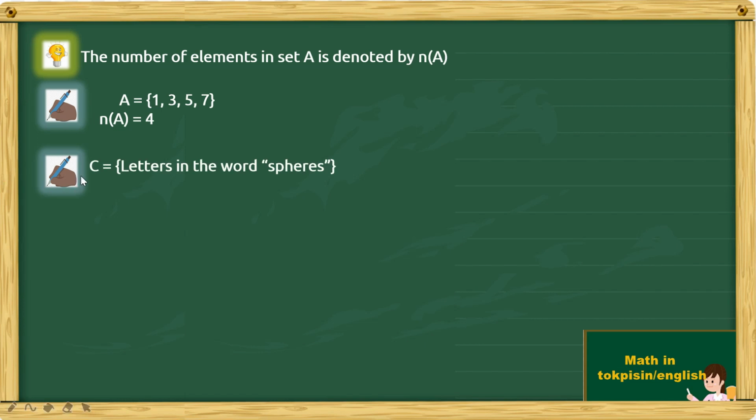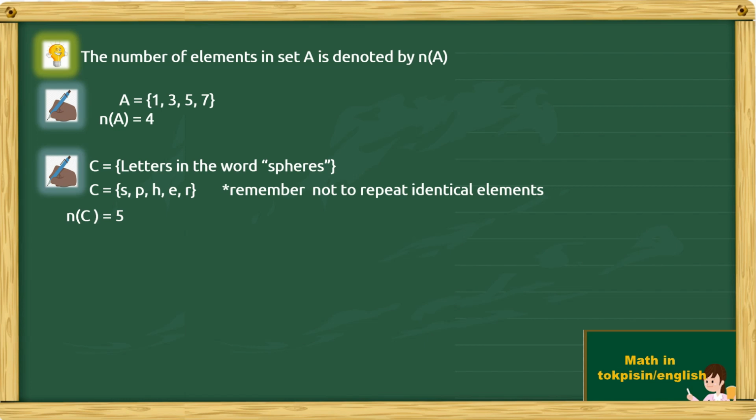We have C is equal to the letters in the word spheres. Before we count the elements of the set C, we need to list it. So remember that we cannot list S twice. We have 2 S and 2 E here, but when we list it, we just need to write each once. So we have C is equal to {S, P, H, E, R}. So there are 5 elements. Therefore, the number of elements in set C is equal to 5.